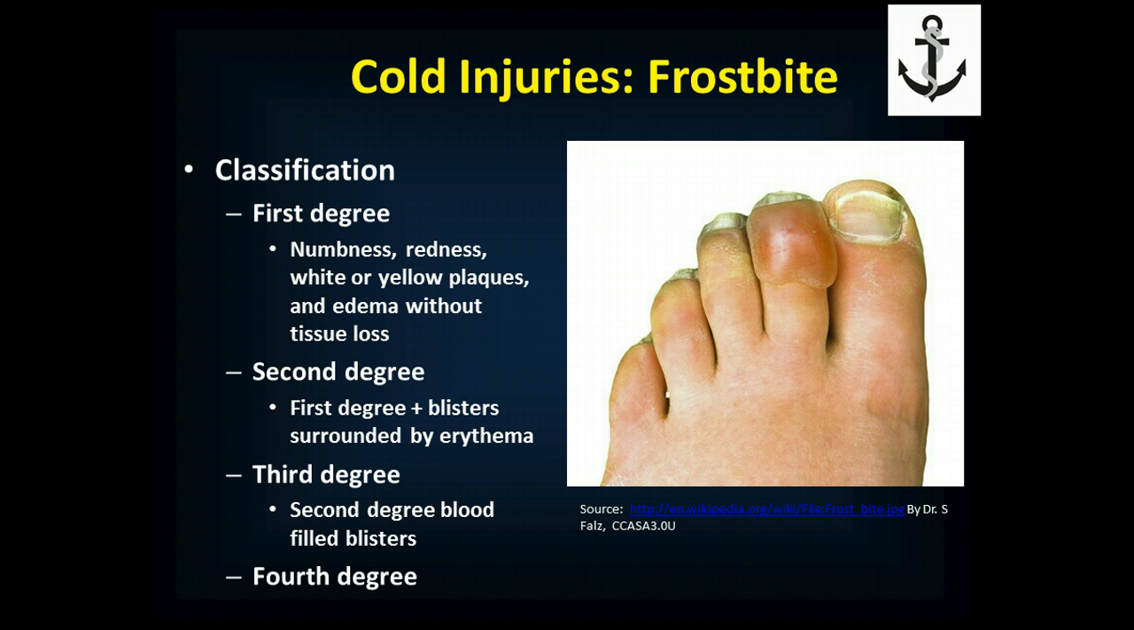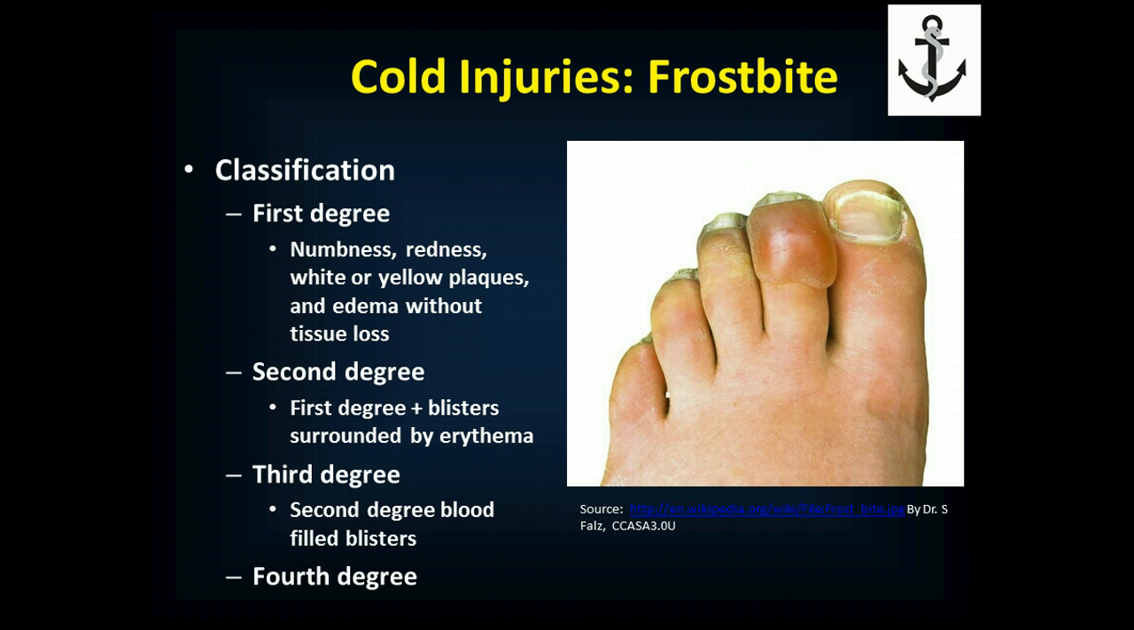So in first degree frostbite, and there are a lot of classification systems, but none of them are really great, and so this is a fairly easy one to use that's almost universally recognized. In first degree frostbite, you have numbness, you can get some redness, so if you look at the great toe on this foot, it's a little bit red. You can get white or yellow plaques, you don't really see any here, and there's some edema, but there's no real tissue loss. In second degree, you can get those findings of the first degree, as well as blisters. So on that second toe there, you can see a large blister, and it's surrounded by some redness.